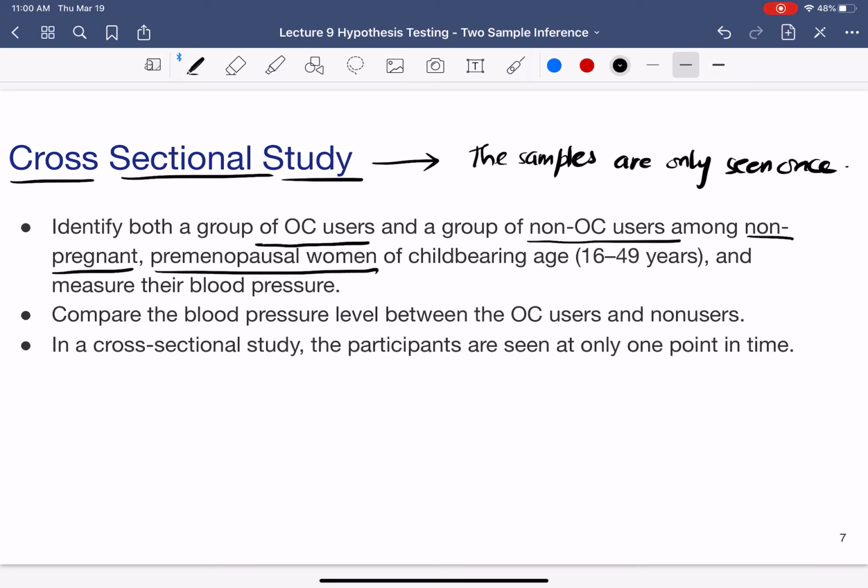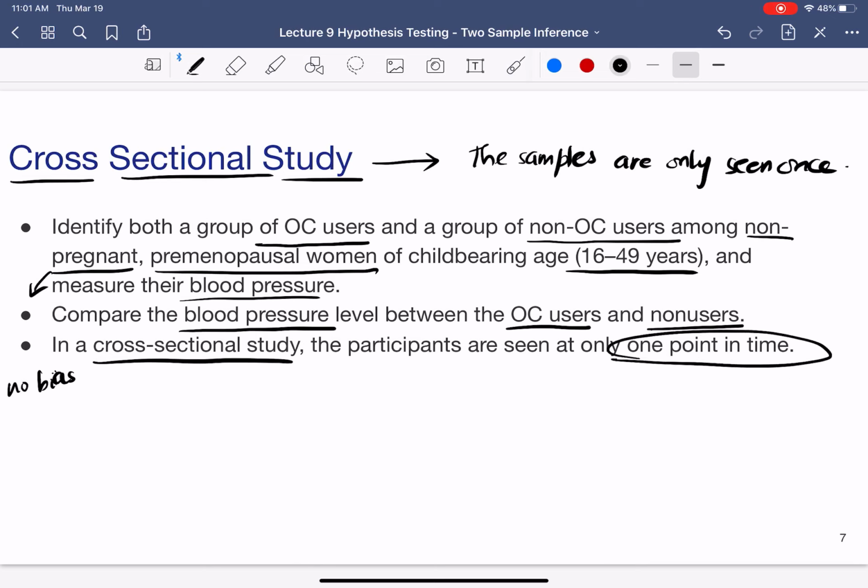The reason is to make sure that we do not have any bias, and we take up the same age group and we measure the blood pressure, and we compare the blood pressure level between the people who use oral contraceptives and people who do not use oral contraceptives. So that's the reason why in a cross-sectional study, we only see the participants at one point in time. So we do not see them multiple times, or we do not do follow-ups. We only see them one point of time, and we try to compare the two groups.